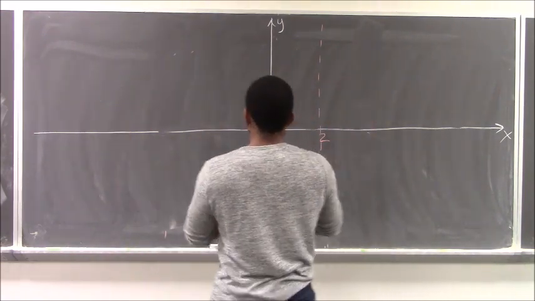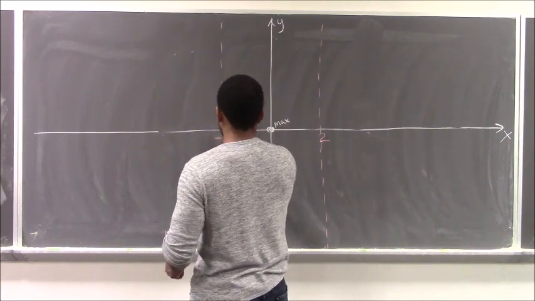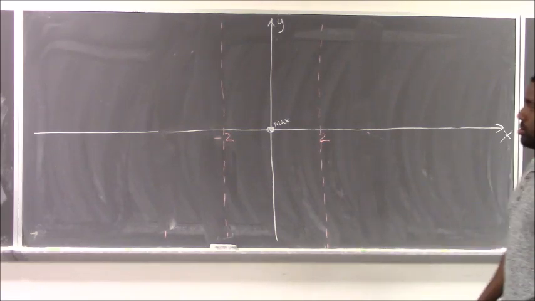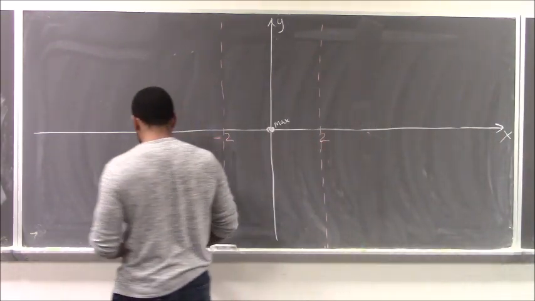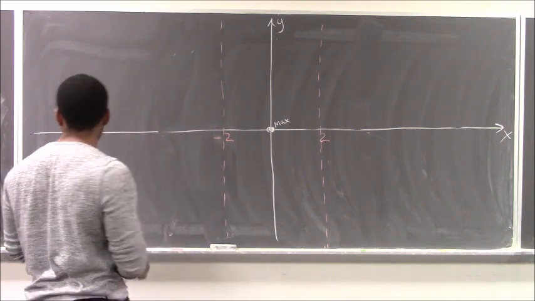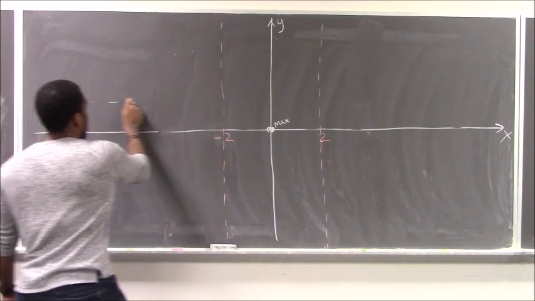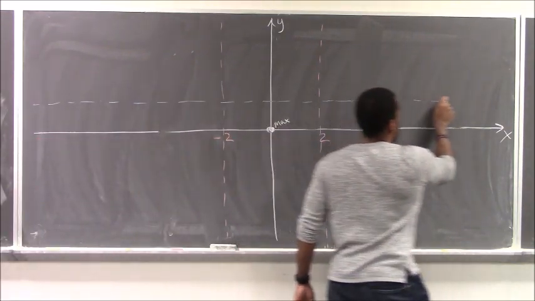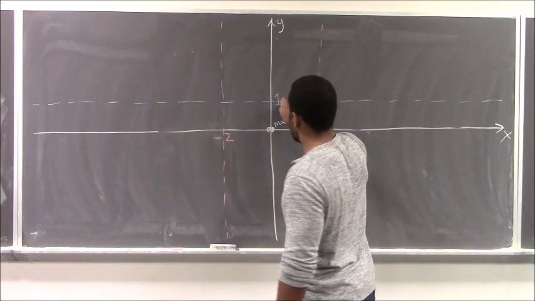When things are so big, it's hard to. That looks a little better. That's at -2. So those are the vertical asymptotes. Horizontal asymptote, I believe, was at y equals 1. So let's go here. That's at y equals 1.